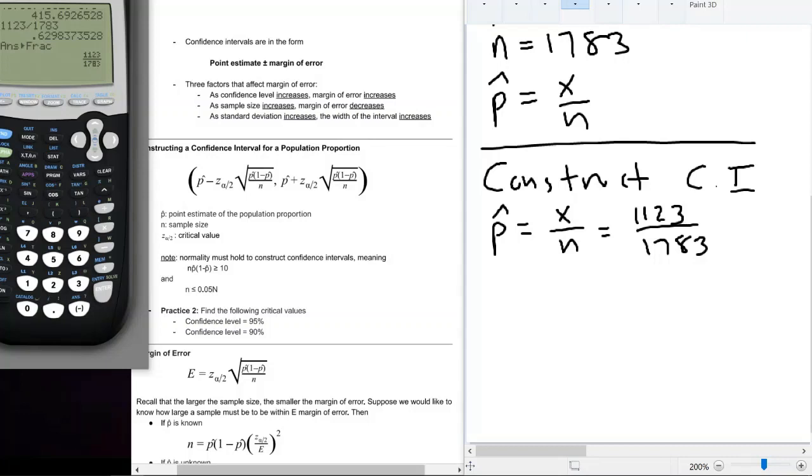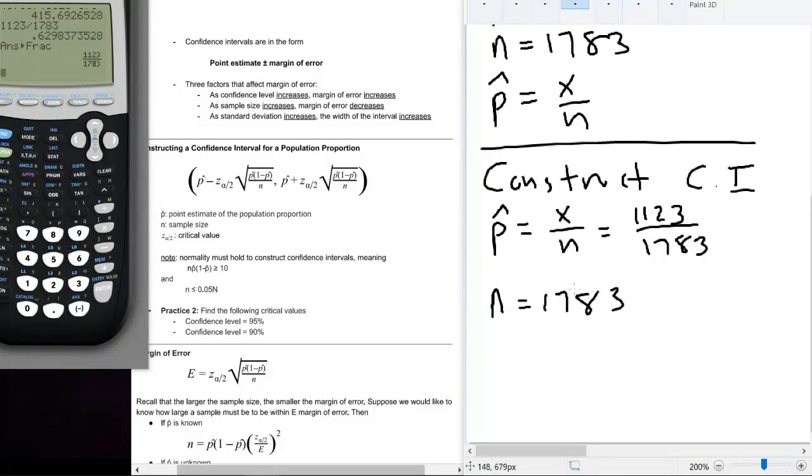Sometimes it turns it into something very nice that we can use, sometimes it doesn't. So unfortunately, when we're plugging in p hat, we have to use 1123 divided by 1783 here, here, and here. It can be very time consuming doing this by hand, but there is a calculator function that will do this in a split second. I'll show you in a sec. Nevertheless, we do need p hat. We have one piece of the formula. We need n from the formula, 1783.